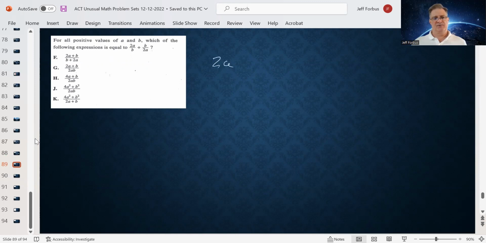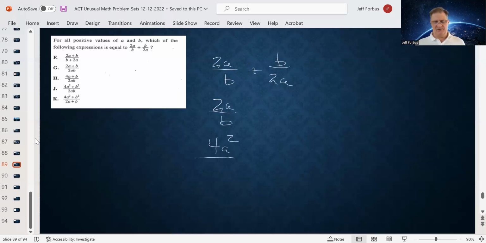So what we have is 2a over b plus b over 2a. Well, to add these two fractions together, we have to have the same denominator, right? So 2a over b needs to have a 2a in the denominator, and b over 2a has to have a b in the denominator. So what we're going to do is multiply 2a over b by 2a over 2a. And that's going to give us 4a squared over 2ab.